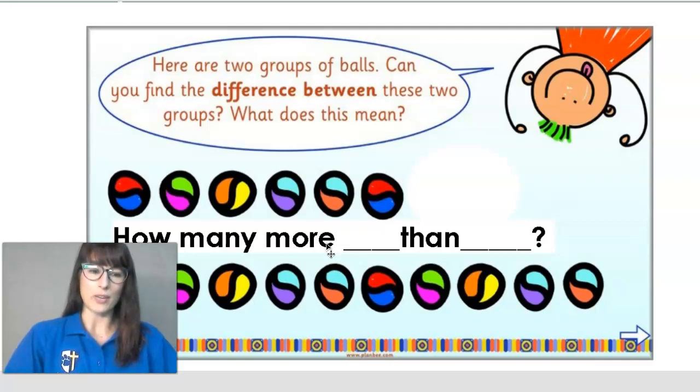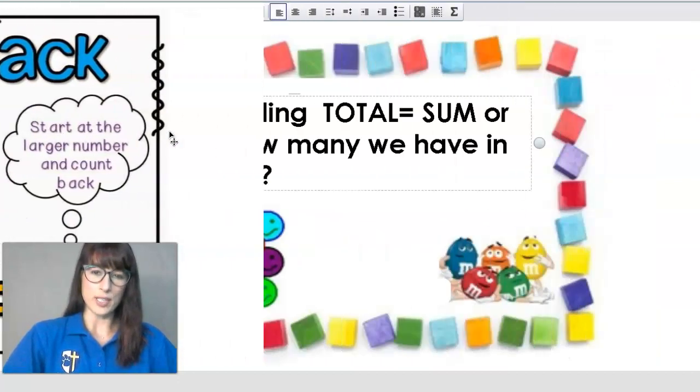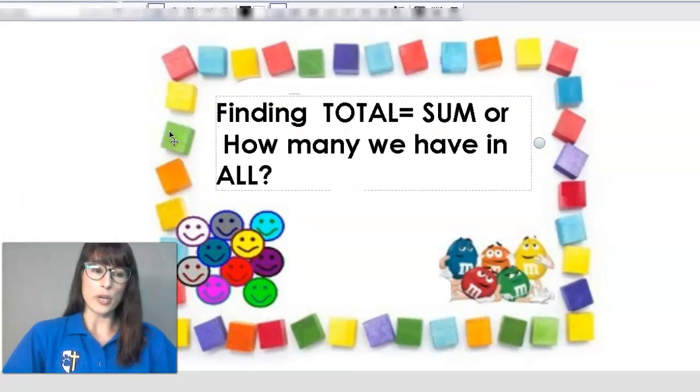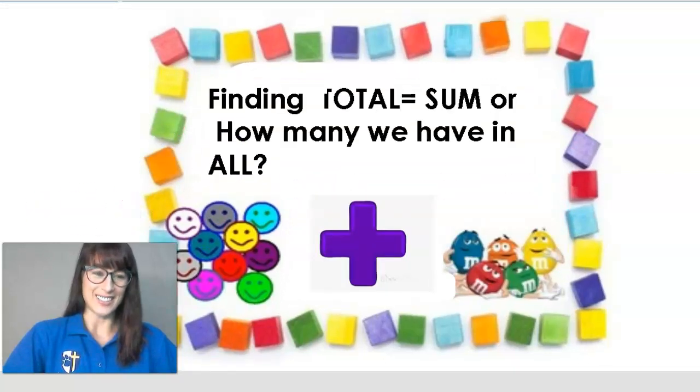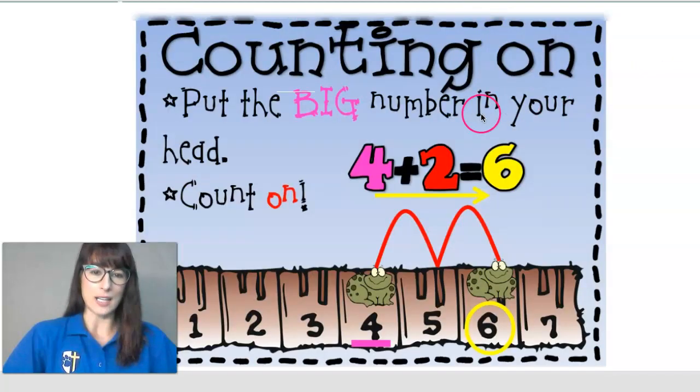It's comparing, okay? So remember this sentence for your lesson. And we need to review one more skill, and that is that we already know how to find a total, how to find the sum, or how to answer the question, how many we have in all? Well, I know that you're probably already saying that you will be using addition. You'll be using addition to do this. To find total, to find how many we have in all, we are adding.